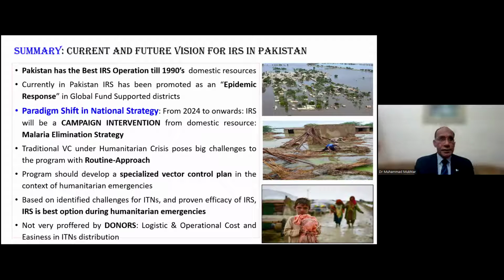So we can use both interventions, ITN and IRS, in a balanced way, keeping in view the scenario. If you have the target of elimination, you have to focus more on IRS, and if there are certain scenarios where IRS can't work, you can use the ITN. So these are the two core interventions which are now being used in the country after 2024 in a balanced way. Next, please.